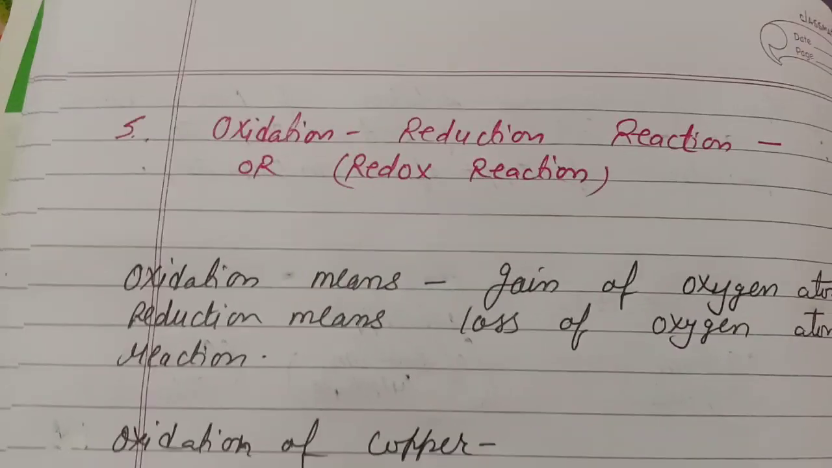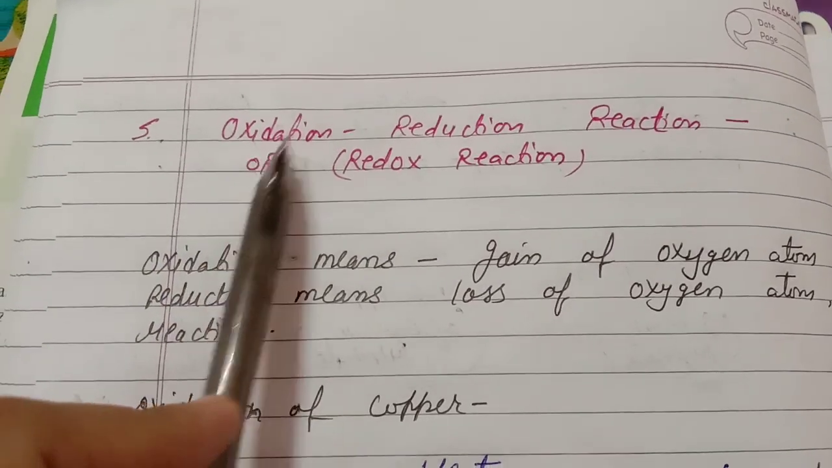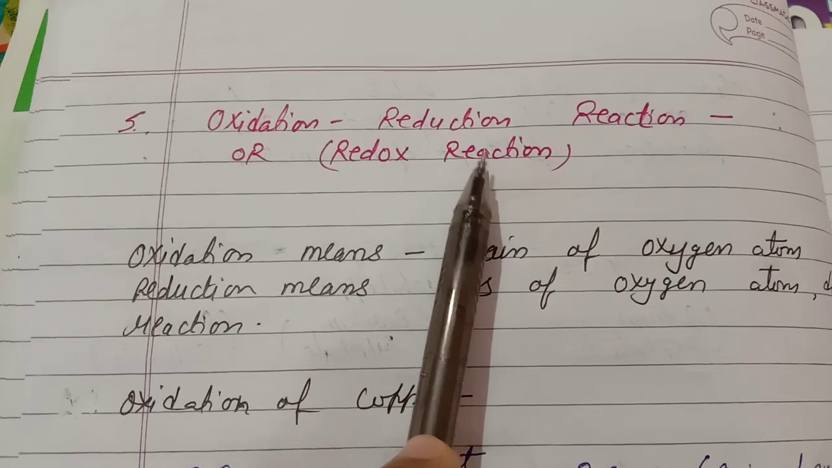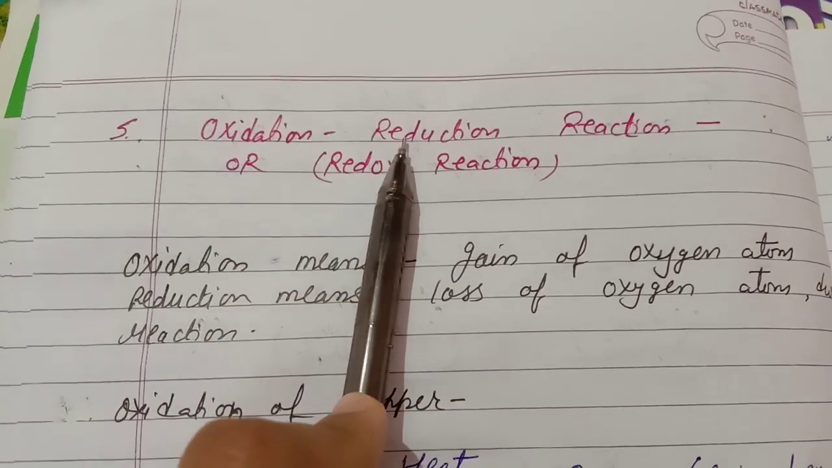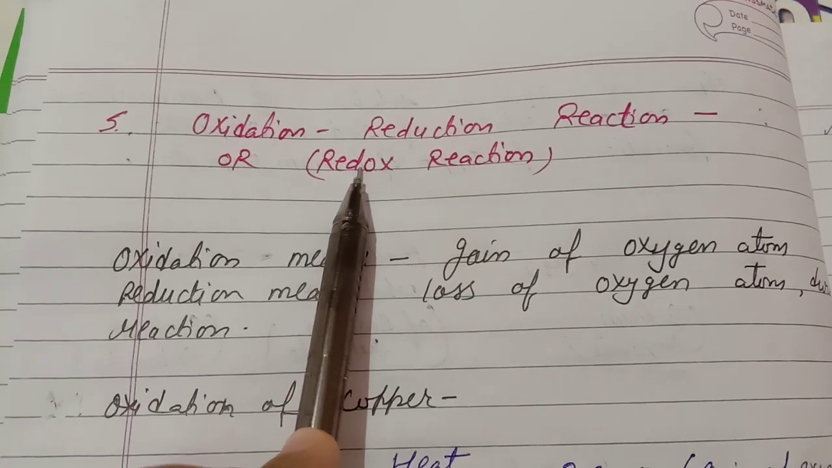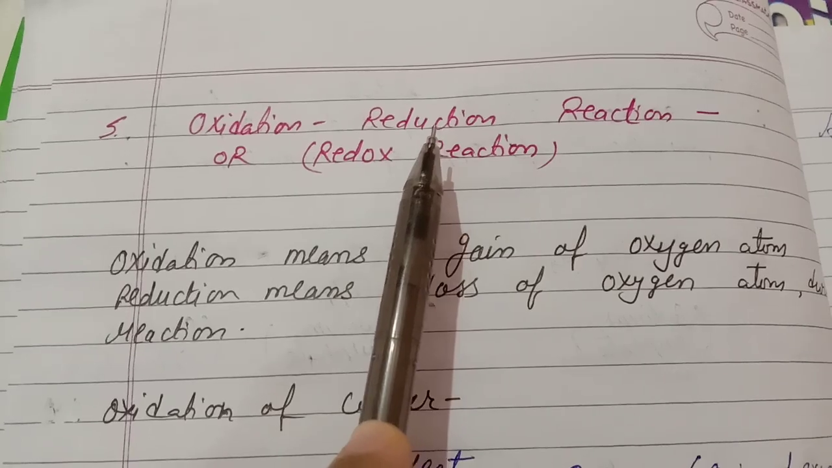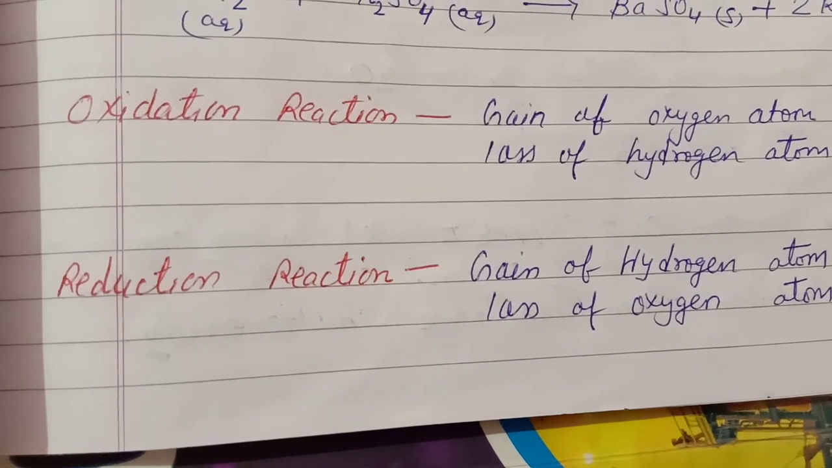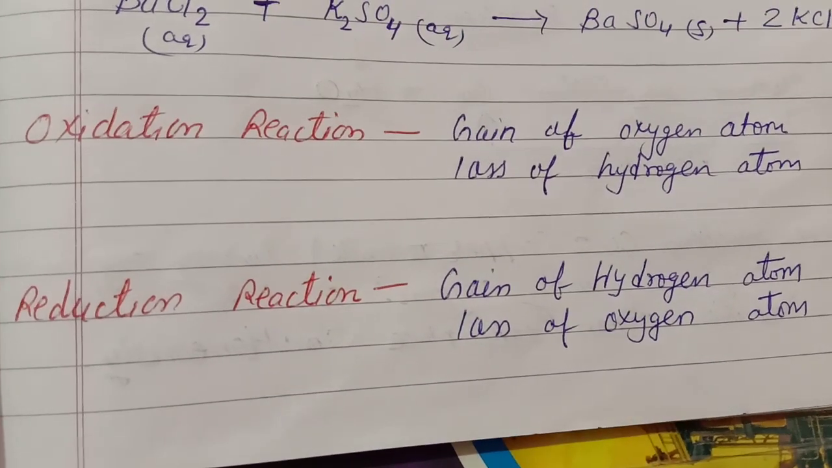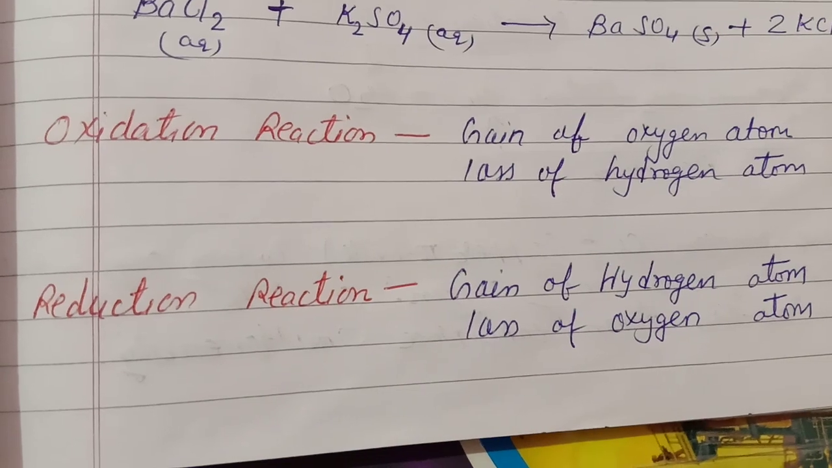This video is showing the fifth type of reaction, that is oxidation reduction reaction, जिसे हम कहते हैं redox reaction. Oxidation, reduction, redox. Before studying this redox reaction, we will study what is oxidation and what is reduction. See, oxidation reaction.